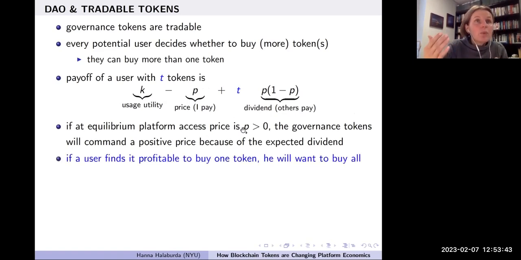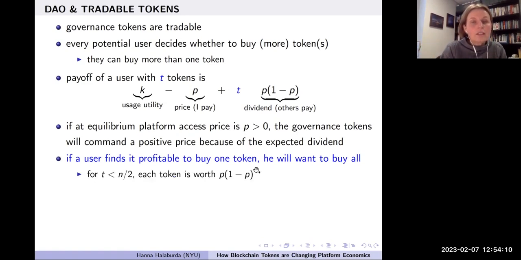And so I may be willing to buy more and more tokens just because I want the dividend, if the price of the token is lower than the dividend. It turns out that if a user finds it profitable to buy 1 token at the given price of a token, then he will want to buy all of them. This is an interesting finding: the value of the tokens is actually increasing the more tokens you have, and this is the first force of centralization. If you have just a few tokens, then each token is worth the dividend. So if the price is lower than the dividend, you want to buy all of them. Why not get all the dividend?